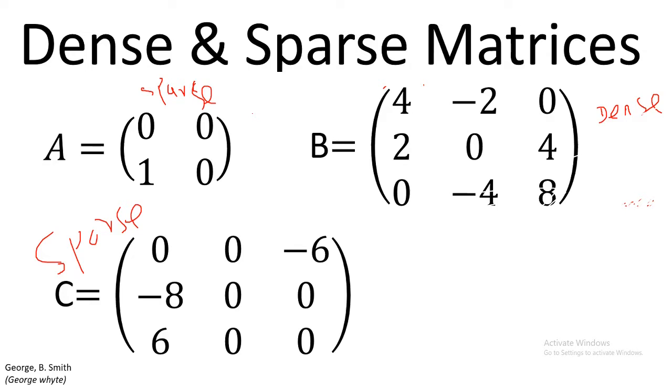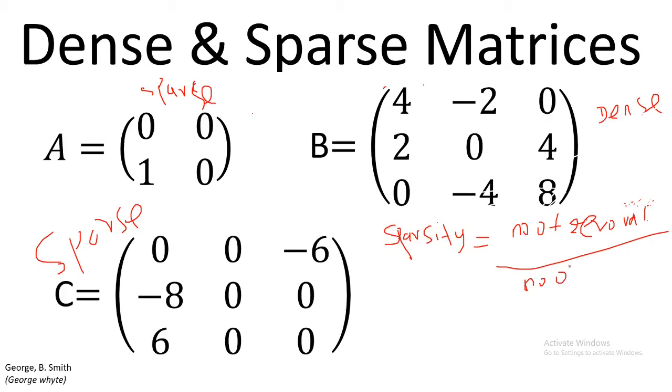So how do we calculate the sparsity of this matrix? For you to compute the sparsity of a matrix, this is the formula you basically make use of. Sparsity is equal to the number of zero values divided by the total number of values you have. Number of zero values, all over the number of items in the matrix or in the array. Okay, so that's what you call sparsity.